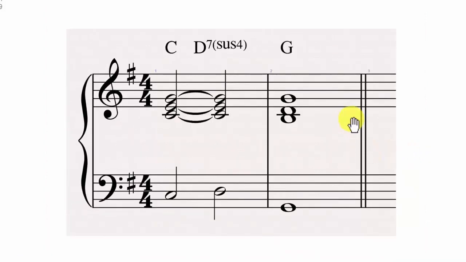Okay, so this is a different version of the sus chord. If you look here, we've got 4 chord. This is the 4 chord, isn't it? It's going to 5 7 sus 4. And then going to 1.